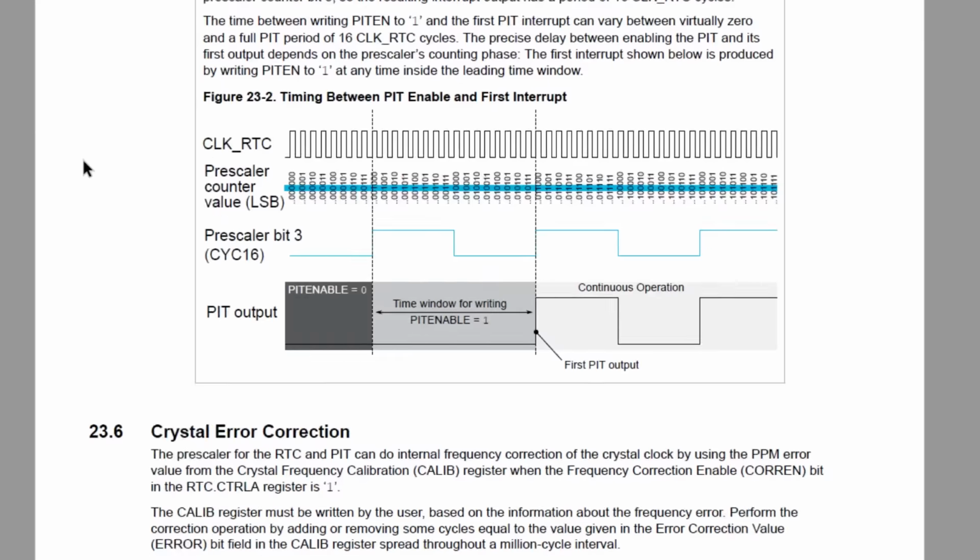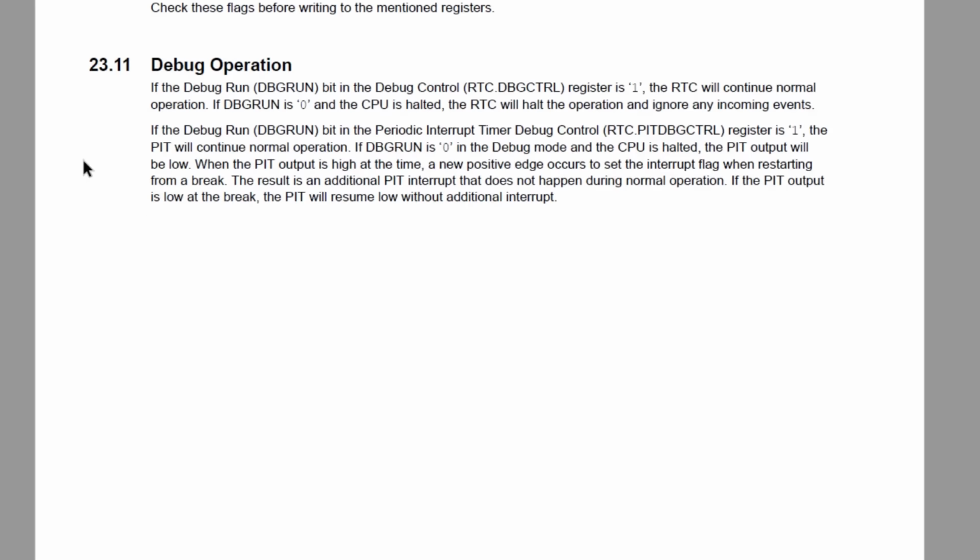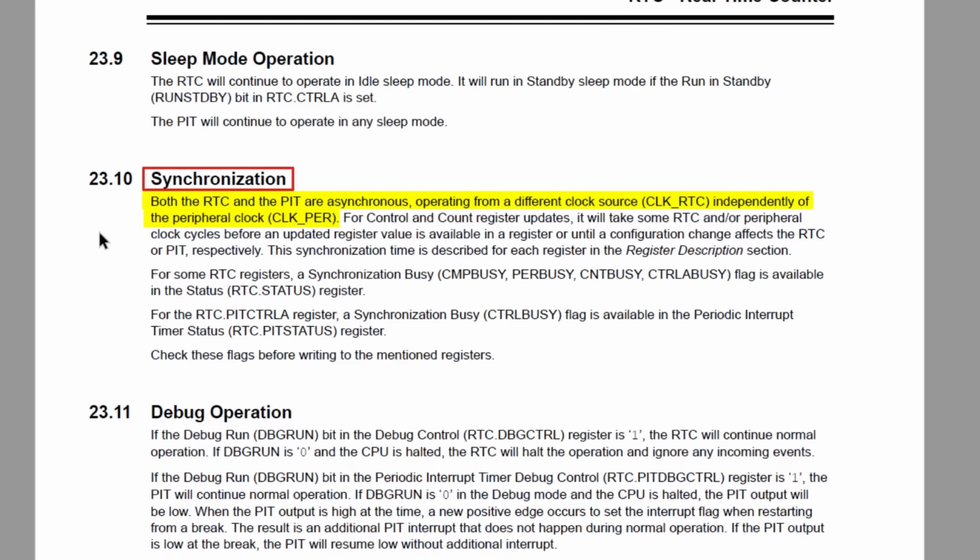Section 23.10 talks about synchronization, and it tells us that both the RTC and PIT are asynchronous, operating from a different clock source to the peripheral clock. So for control and count register updates, it will take some RTC clock cycles for an update of those registers to take effect. For the RTC, there's a sync busy flag in the RTC status register, and for the PIT, that flag is in the RTC.PIT status register, and we should check those flags before writing to the relevant registers.